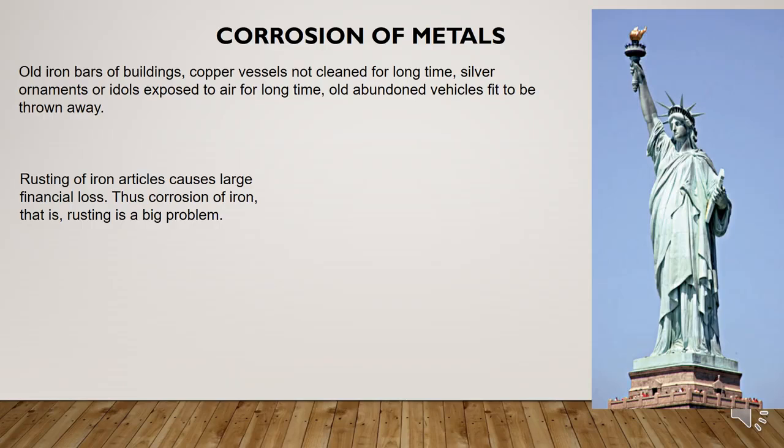We have already studied rust, what exactly happens in the process of rusting. Okay, so that is what we are talking about in this topic. Rusting of iron articles causes large financial loss because there are huge monuments like the Statue of Liberty. You can see the Statue of Liberty is not blue in color. It is because of rust and chemical reactions over a period of time that it has turned this color. It is a very huge financial loss.